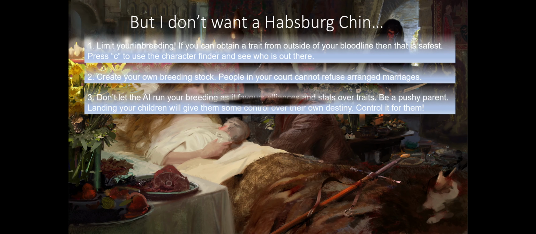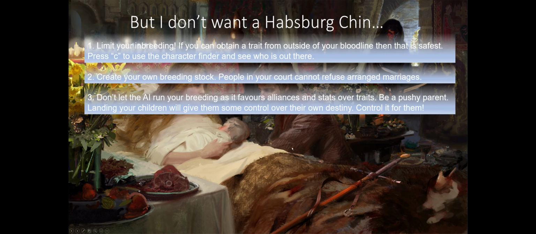What's next? Don't let the AI ruin your breeding, as it favors alliances and stats over traits. Be a pushy parent. Landing your children will give them some control over their own destiny. Control it for them. I've kind of just mentioned that a little bit when we were talking about the court. If you land your son, then he becomes his own boss. He becomes his own ruler. Even if he is a vassal of yours, he now has a say. He will now go off and try and get himself married. Now, you can still propose it, but he's now his own boss. He's now his own man.